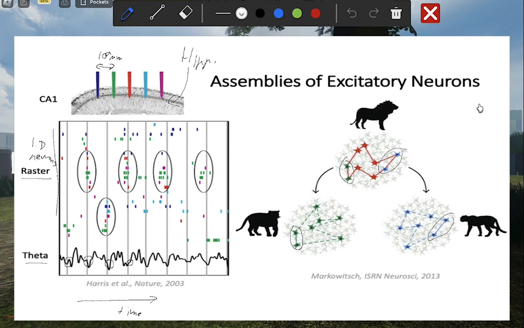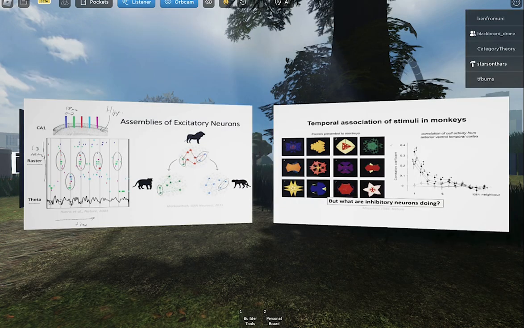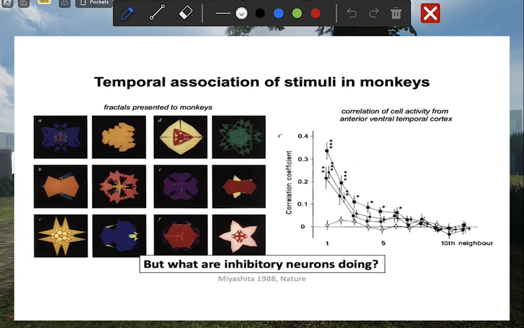This is called the assembly hypothesis of memory in neuroscience. On the next slide, titled Temporal Association of Stimuli in Monkeys, is a rather cool experiment done in the 80s, where a fellow by the name of Miyashita showed these beautiful fractal images to a monkey. These are all the different fractal images he showed, and he was originally not interested in the phenomenon I'm going to describe, but he eventually found it later.